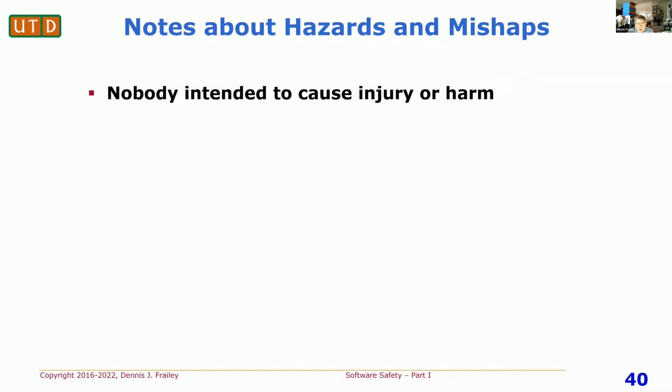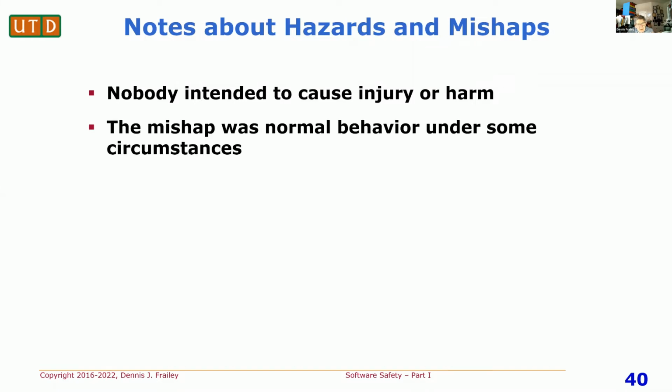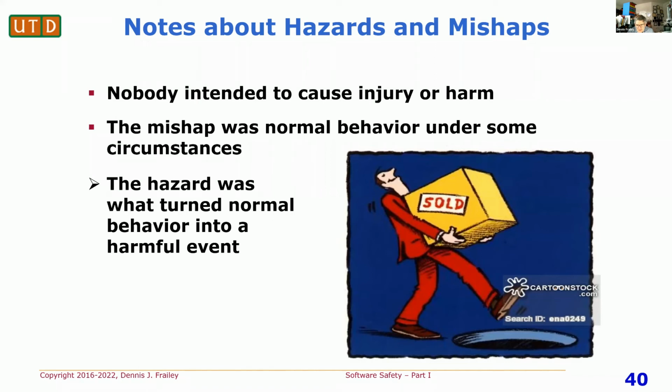Nobody intended to cause injury or harm. The mishap was normal behavior under some circumstances. Like this example here, the hazard in this cartoon is the manhole cover that was left off. That's the hazard. The mishap is the guy walking down the street and not seeing the manhole cover undone because he's carrying a big box. He can't see it. And you can see that there's going to be some harm about to happen.